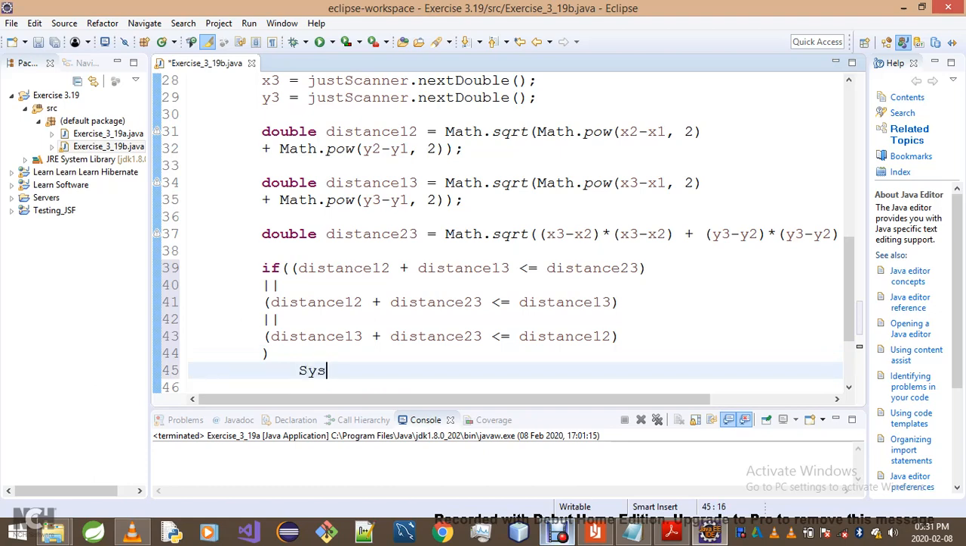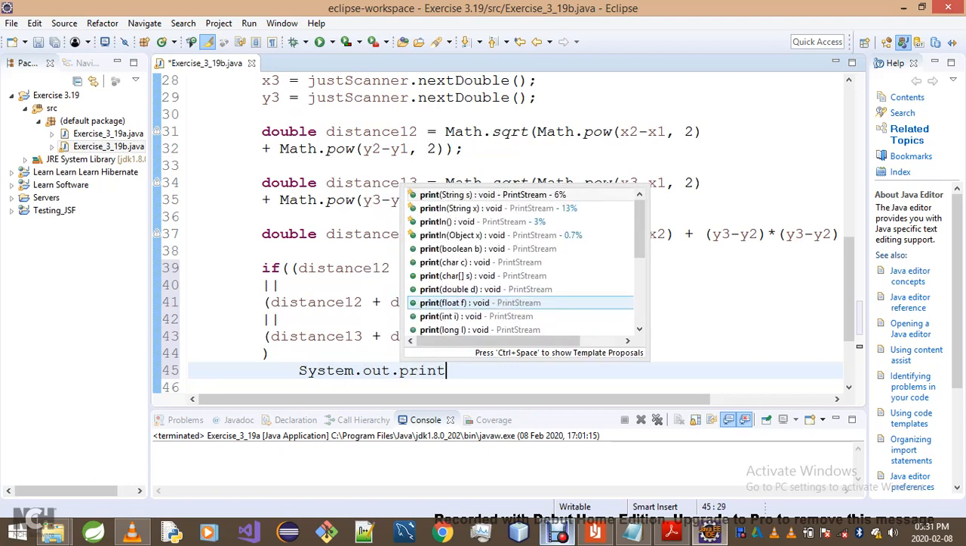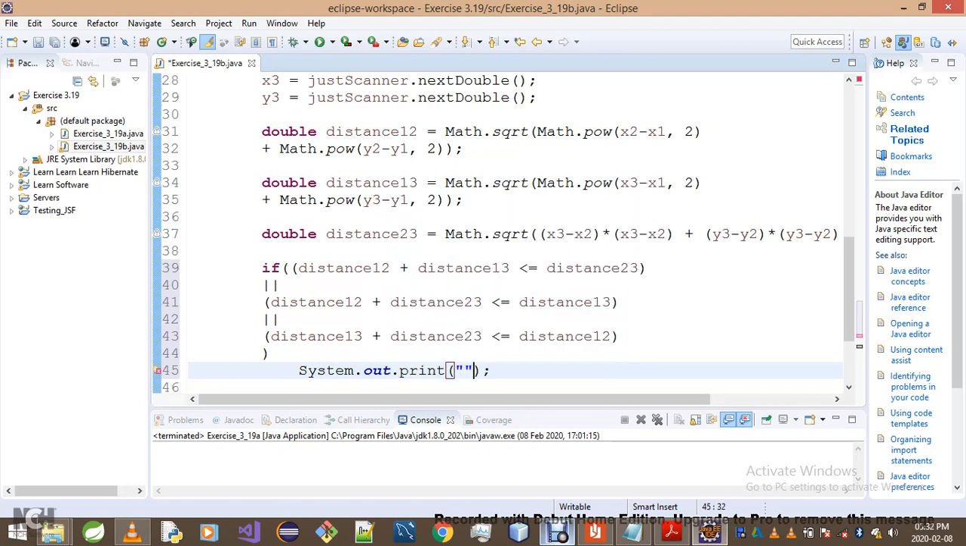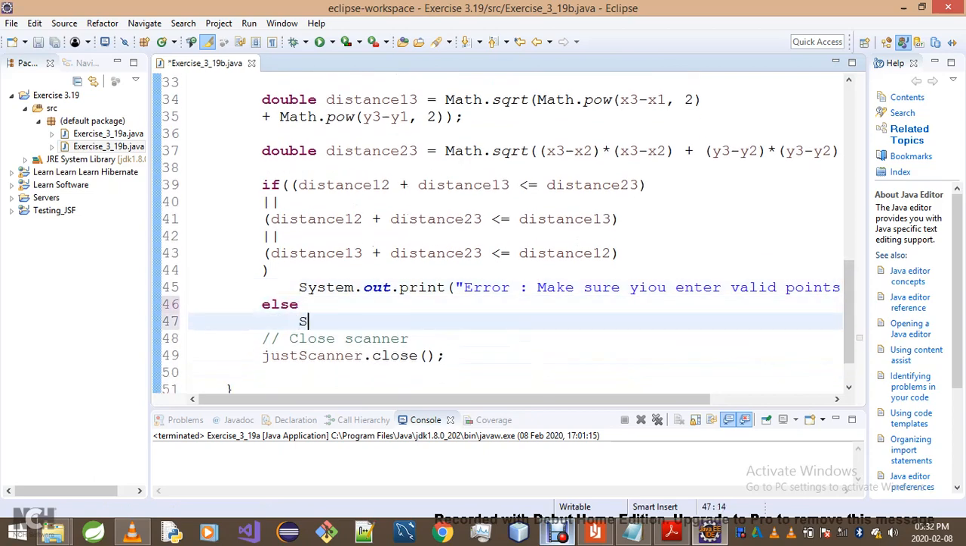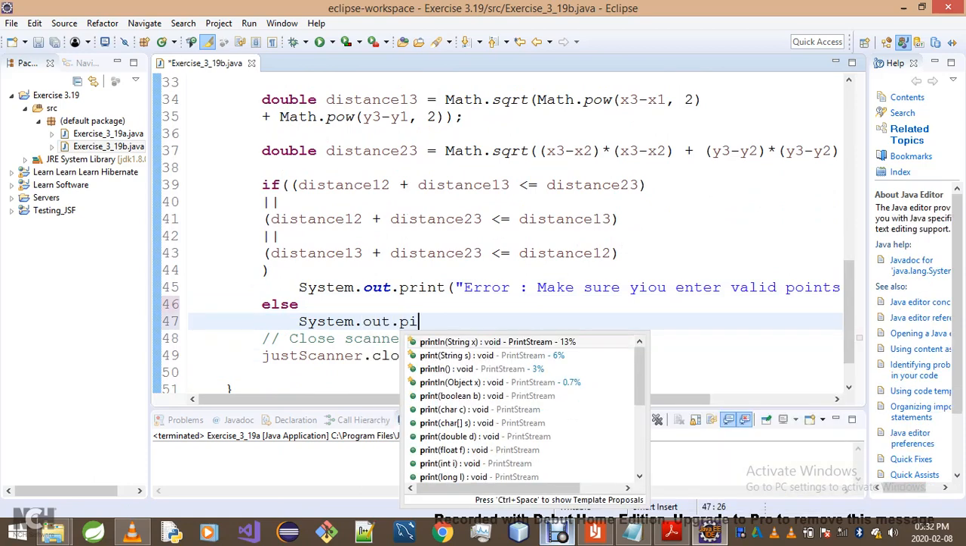So we'll simply go System.out.print, "Make sure you enter valid points." Basically, it's an error. I can simply do this so that a user would know. Otherwise, if this is not the case, then we can simply compute our perimeter.